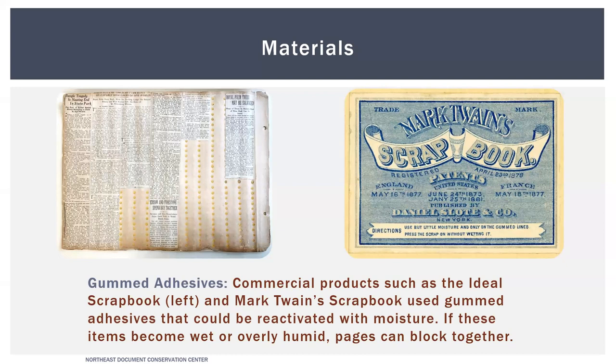This scrapbook used gum adhesive dots that were applied in a uniform manner all over the page and was around from about 1901 onwards. The Mark Twain scrapbook used lines of gummed adhesive called mucilage. Both adhesives were similar to a postage stamp or an envelope. A small amount of moisture would reactivate the adhesive so that items could be attached. Using scrapbooks like this is an obvious preservation concern because that adhesive can be reactivated with moisture. So care needs to be taken to protect from water damage as well as high humidity, lest the pages become stuck together. Interleaving may be a good idea should this be an issue.